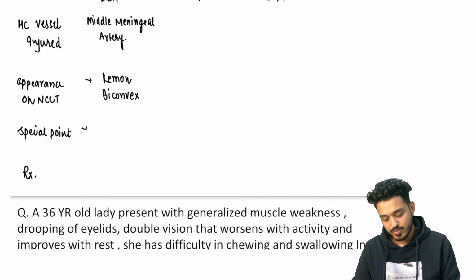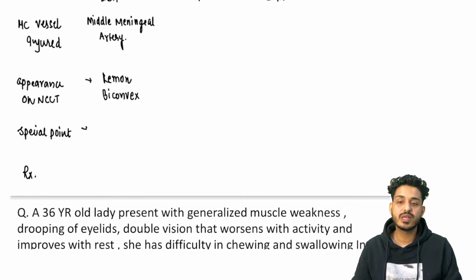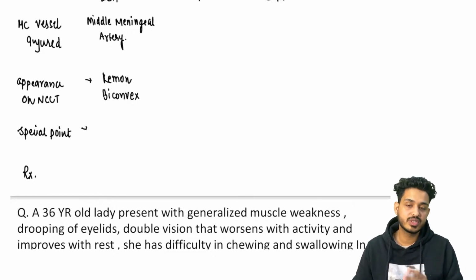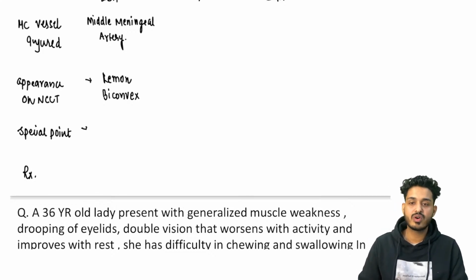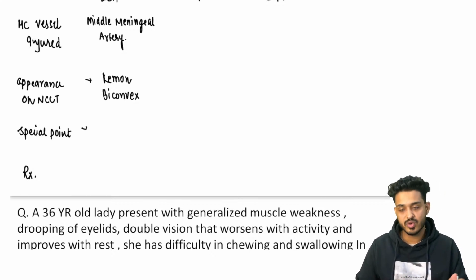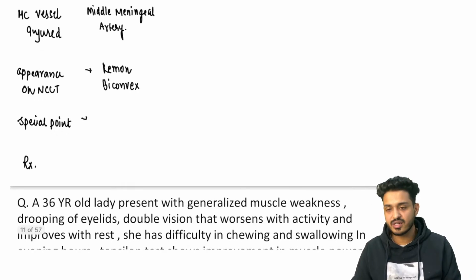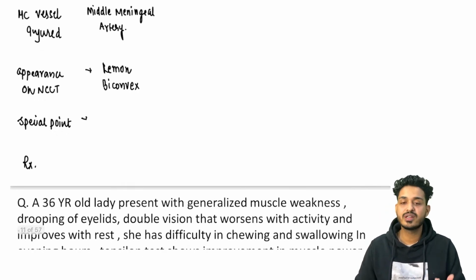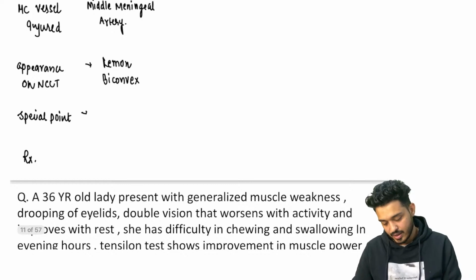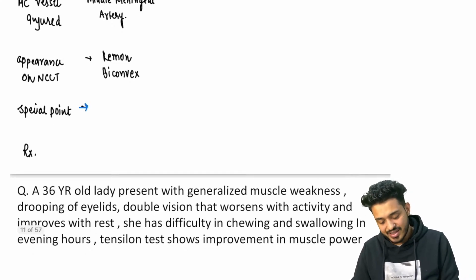What is the special point about it? The patient will be having a lucid interval. Lucid interval matlab there will be a period of consciousness between periods of unconsciousness. That is going to be your lucid interval. You will also study about this lucid interval in psychiatry, in schizophrenia, right? So the special point is that there will be a lucid interval.